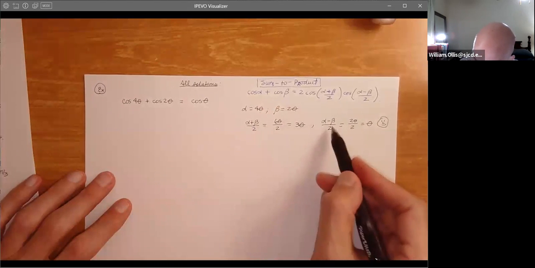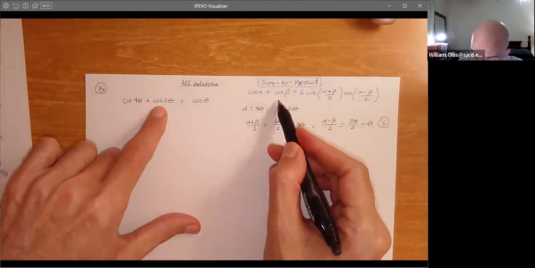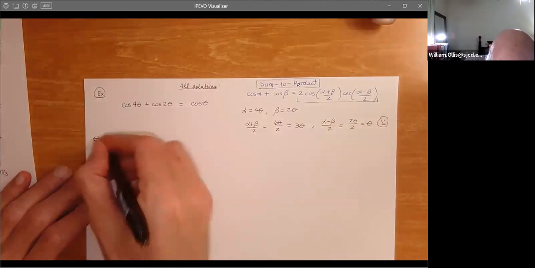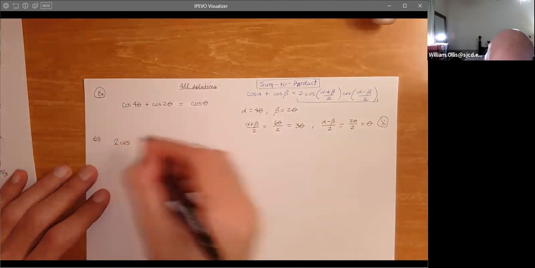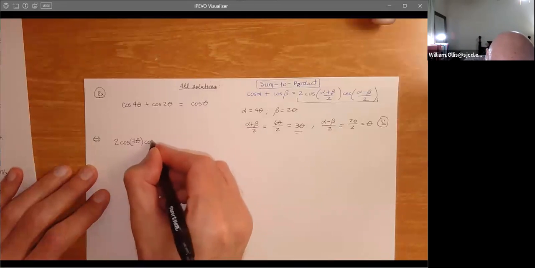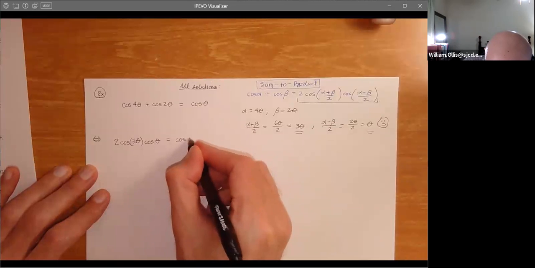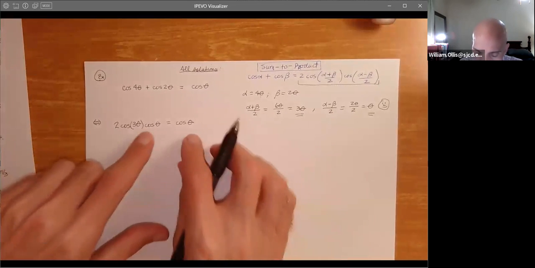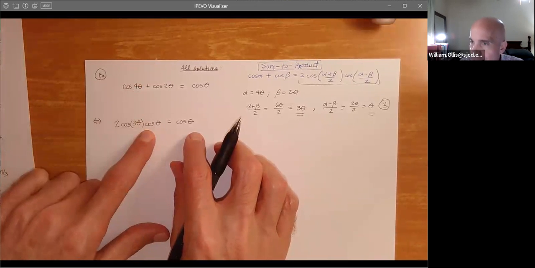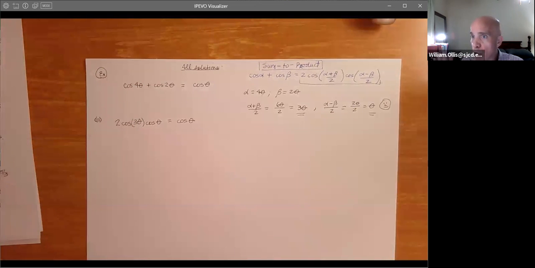So now when we look at this, we have cosine alpha plus cosine beta, we can use the identity. So equivalently, we have 2 cosine 3 theta cosine theta equals cosine theta. So that's what I was thinking. If we can push into this sum a factor of cosine, then we can factor this problem and use zero product. So that was kind of the whole goal here.